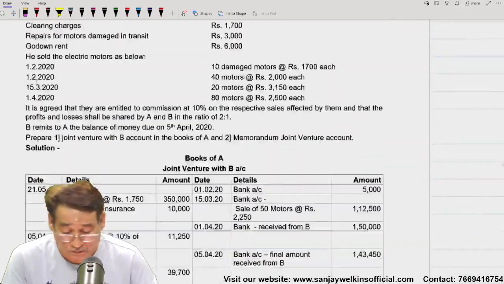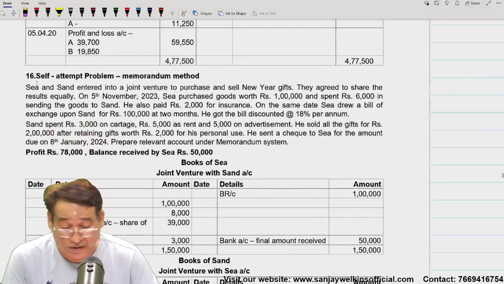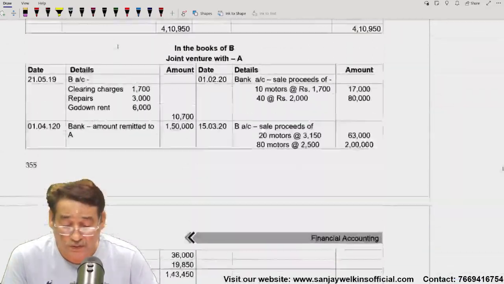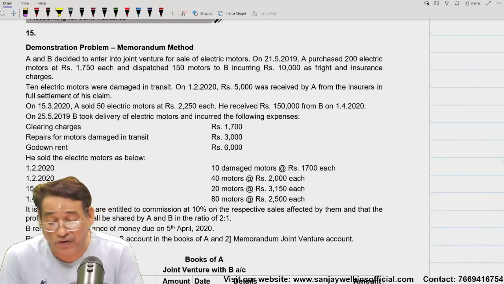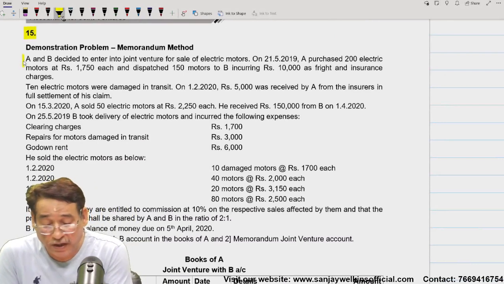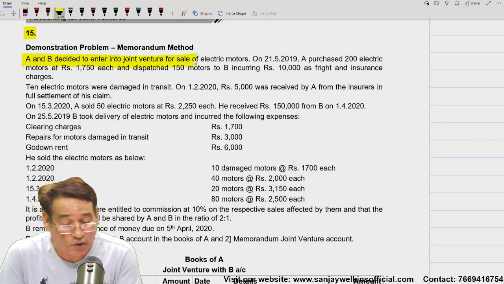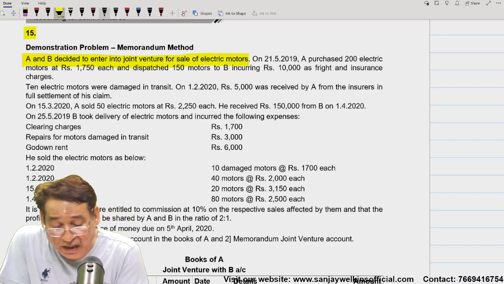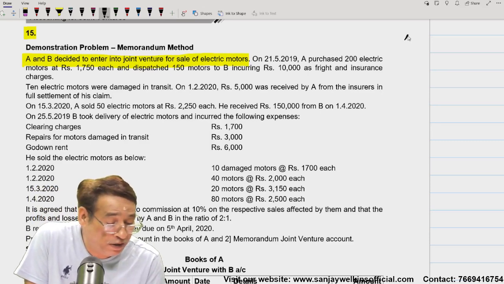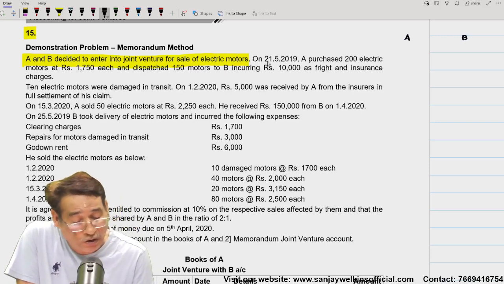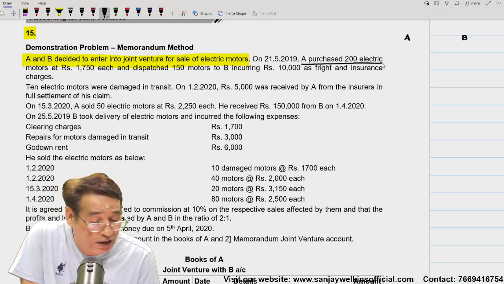Let us see. In order to understand it, let us pick up a question. Okay, let me first start with a strong question. 15. In this question, it is given that A and B decided to enter into joint venture for sale of electronic motors. So in this case, at least you have noted that there are two parties. One is A and another one is B. Correct? It is stated in the question further that A purchased 200 electric motors.